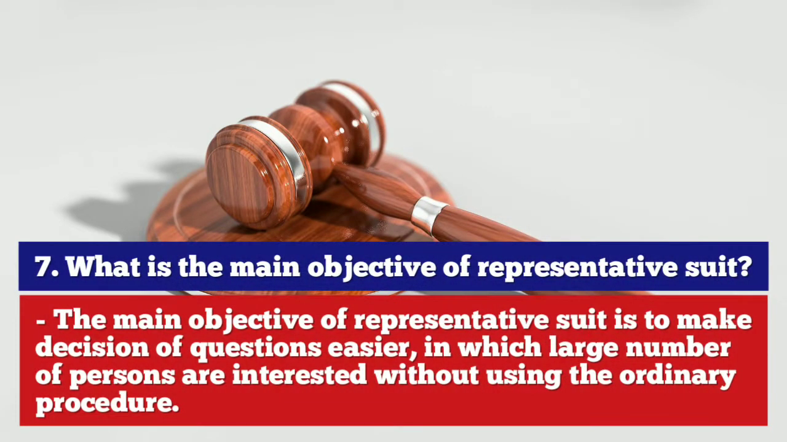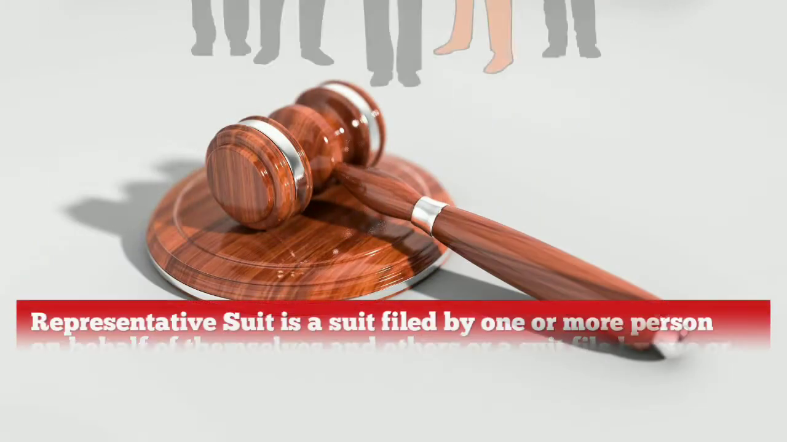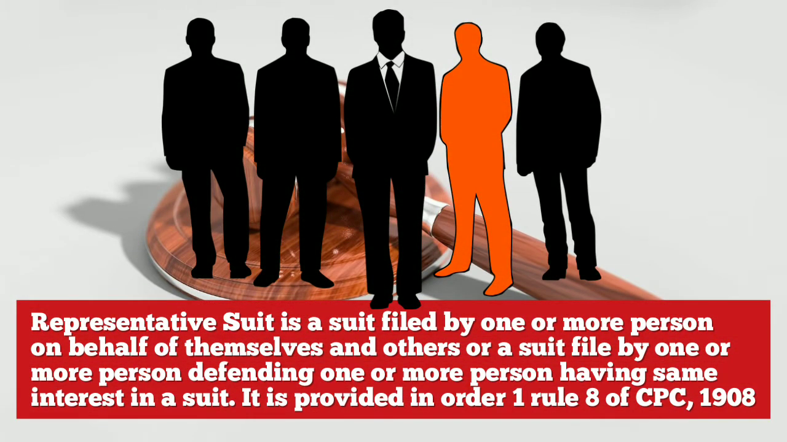Question 7. What is the main objective of a representative suit? The main objective of a representative suit is to make easier the decision of questions in which large numbers of persons are interested, without using the ordinary procedure. Here, a representative suit is a suit filed by one or more persons on behalf of themselves and others, or a suit filed by one or more persons defending one or more persons having the same interest in a suit. It is provided in Order 1, Rule 8 of the Civil Procedure Code 1908.